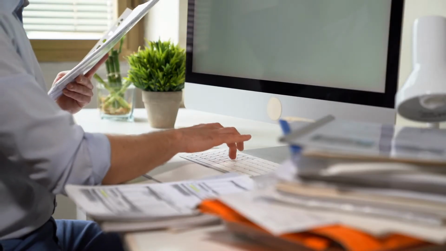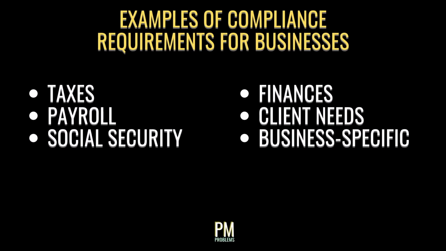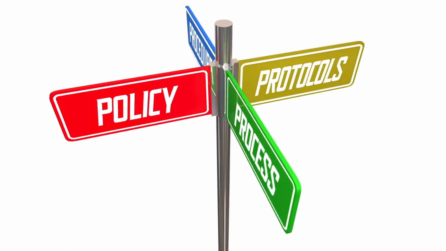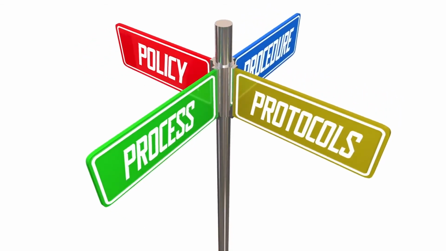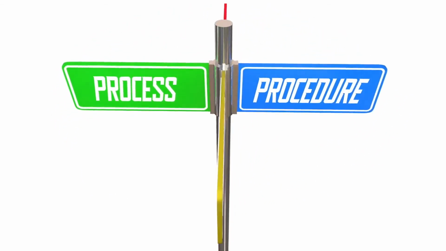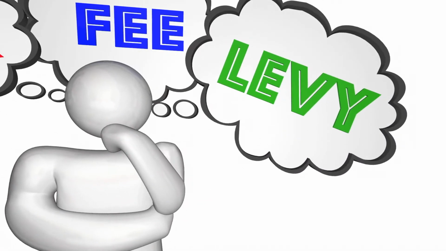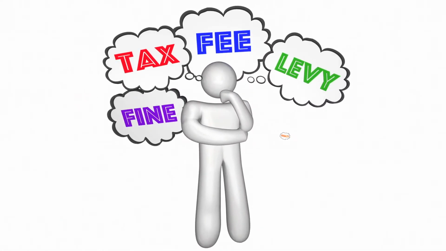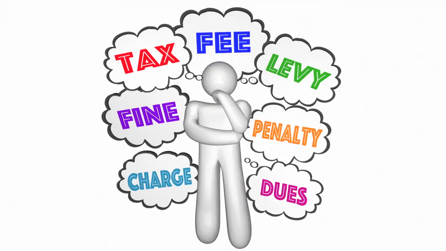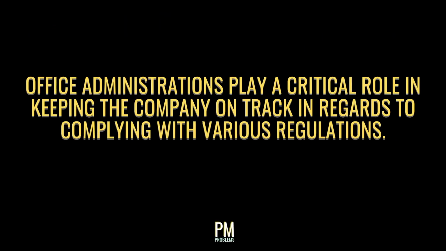Companies of all types need to ensure that they're operating in compliance with various governing bodies. This usually comes with a ton of paperwork and forms. Complying with rules related to taxes, payroll, social security, banking, client needs, and specific rules related to the business that's being run are just a few examples. Whether it be related to forms, reports, key information, or any other number of things, office administrators are probably handling it. Failing to comply with a governing organization can result in fines, penalties, and the possibility of the company closing its doors for good. Office administrators play a critical role in keeping the company on track in regards to various regulations.